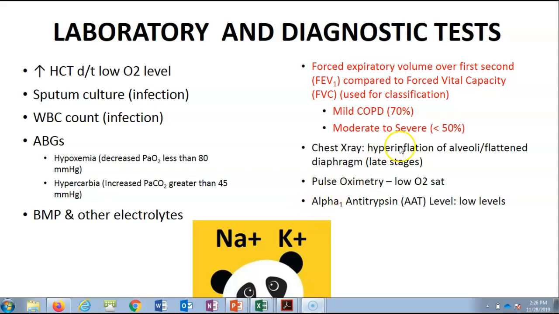Other diagnostics, as we talked about, include the ratio of forced expiratory volume to forced vital capacity. At about 70%, you might have mild COPD; those less than 50, moderate to severe. Typically 70 and below, we're going to have an issue. Chest x-rays can show inflation of the alveoli and a flattened diaphragm. Pulse ox can show a low O2 sat. There can also be possible genetics of the AAT levels. When levels are low, patients typically have a higher risk of having COPD.